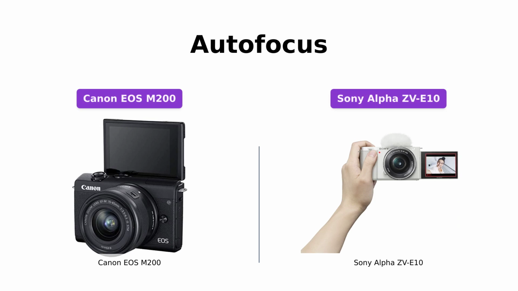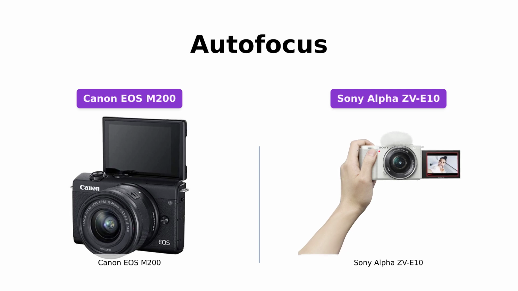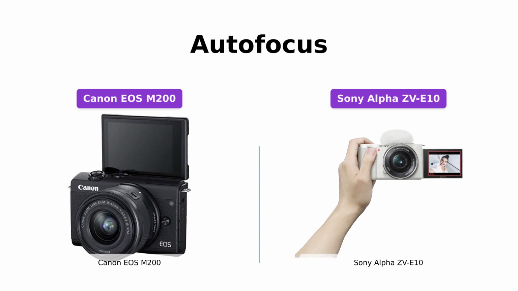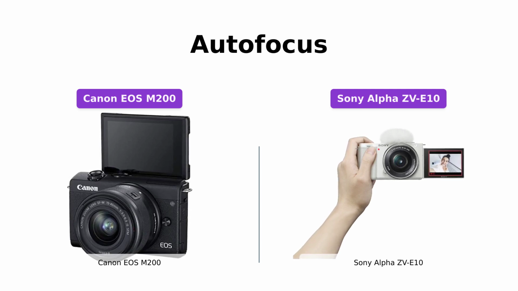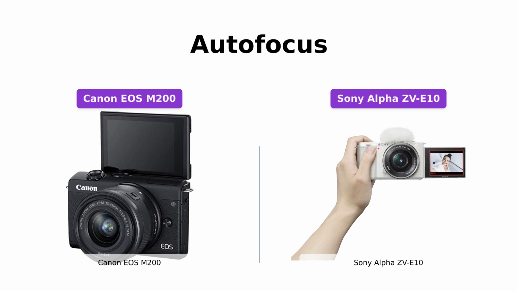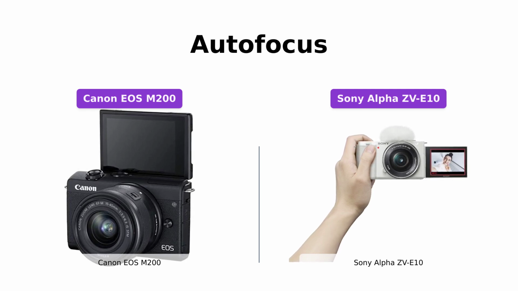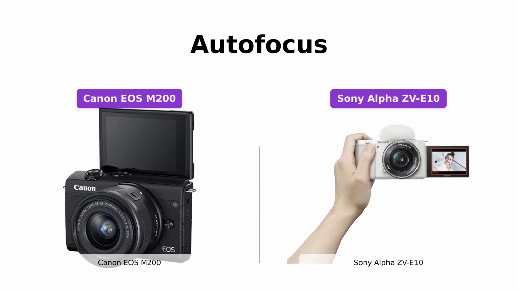Both cameras excel in autofocus capabilities. The Canon EOS M200 features fast and accurate dual-pixel CMOS AF with eye detection AF. On the other hand, the Sony Alpha ZV-E10 boasts a large 24.2 MP APS-C Exmor CMOS sensor and fast Bionz X processor for precise and reliable autofocus performance.